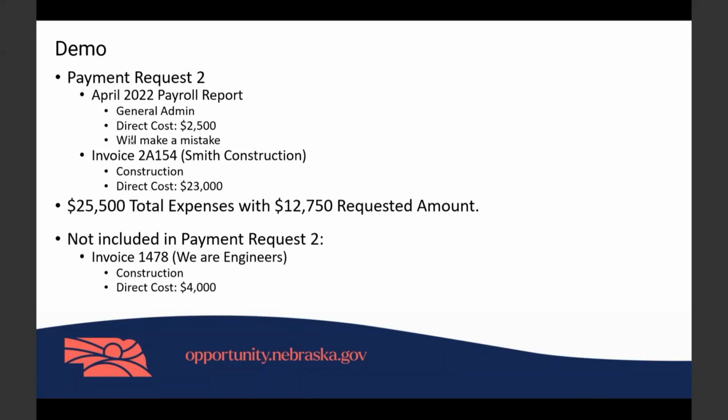When I enter this expense, I'm going to make a mistake. This is just to demonstrate to you how you can edit those mistakes before you submit a payment request. The second expense that I'm going to do is invoice 2A-154 from Smith Construction. The total cost there is $23,000, and it's going to be in my construction category.